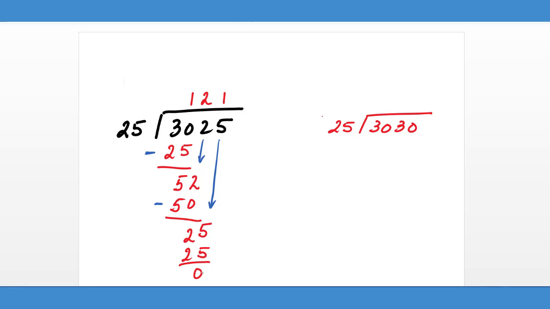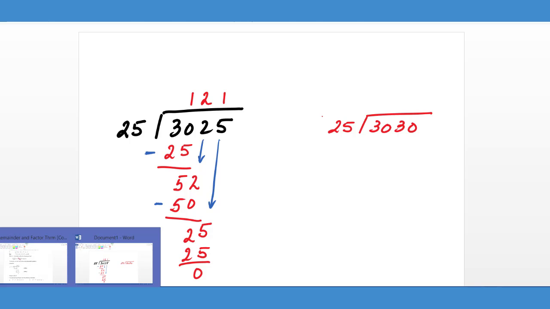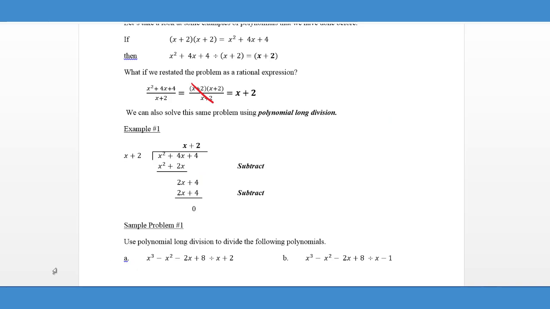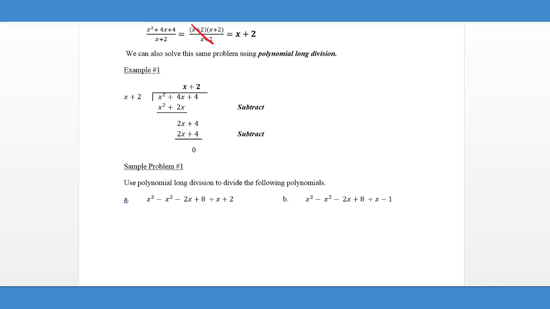Now, this is a very important part because you can see here the remainder is 0. So the 25 goes in evenly, or perfectly, into 3,025. So in essence, the 25 is a factor of the 3,025. And so that's where we're going to start with polynomial long division. We're looking to see if this is actually a factor. And we'll get into that when we get into the factor and the remainder theorem. So for right now, we just want to learn the process of polynomial long division.